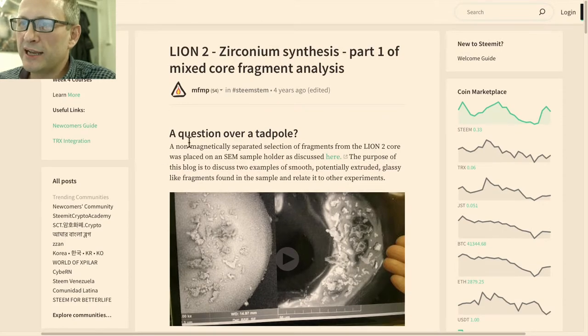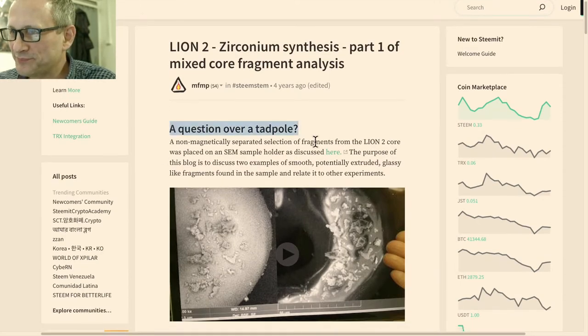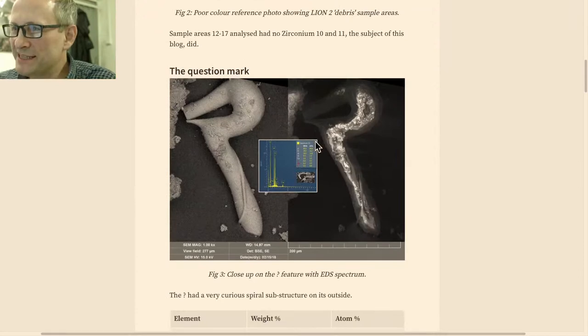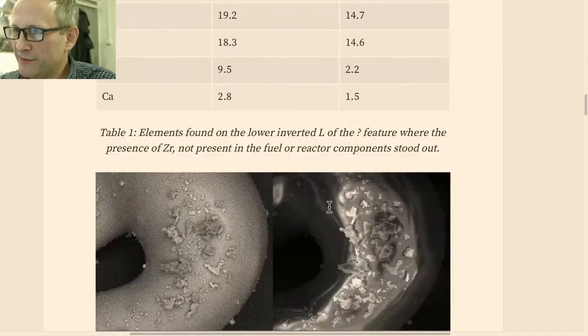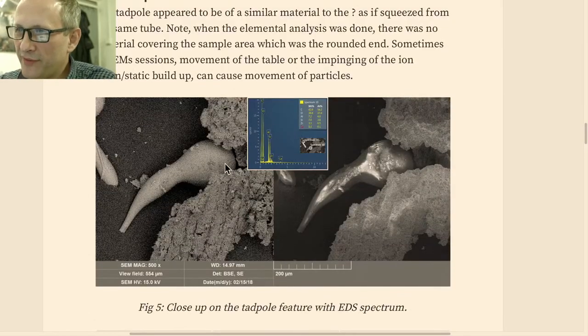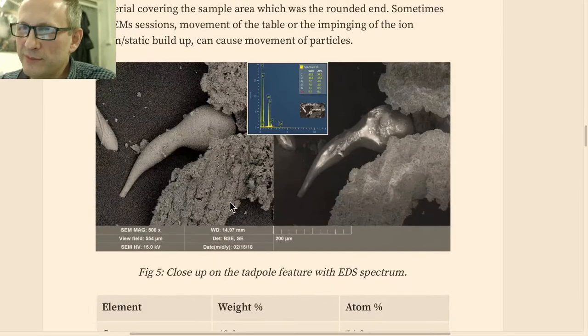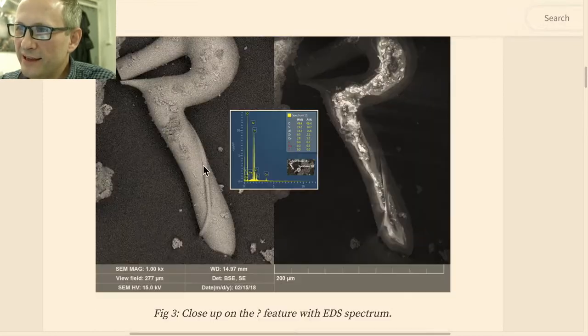And anyway, this was a question over a tadpole. And there's this structure here, and I always found it highly amusing that you had the main thing here, and then you had this orbiting around it, this substructure. So are these two plasmoids of different intensities or whatever? I don't know, but I found that very interesting. And then this is a ball with a tail. And they're both quite close to each other in their form.